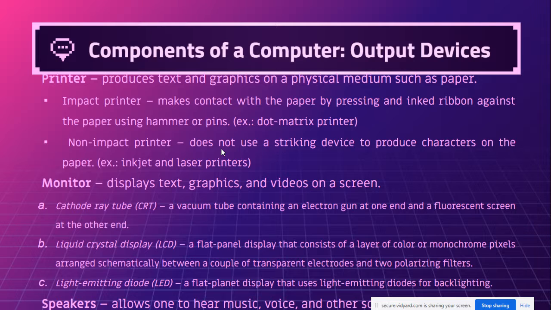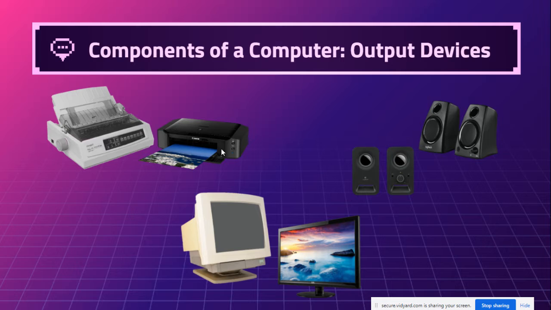So really what the monitor does is it makes it possible for us to see what is on a screen and what is happening, and we can also navigate and operate the device that we have. Lastly is the speaker, which allows one to hear music, voice, and other sounds. So those are the components of the computer. That is the image of the printer, the monitor, and the speaker.